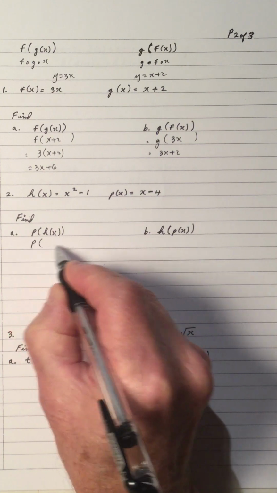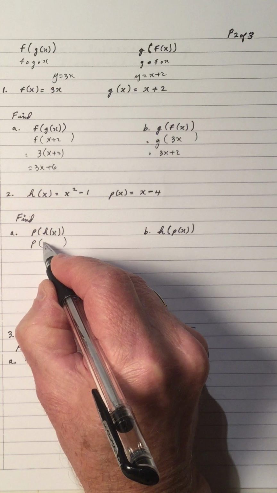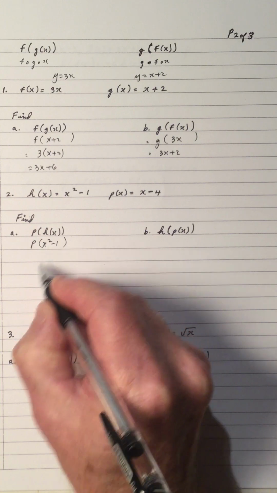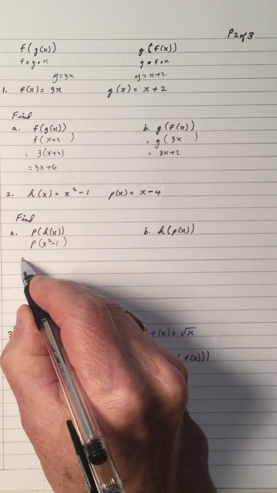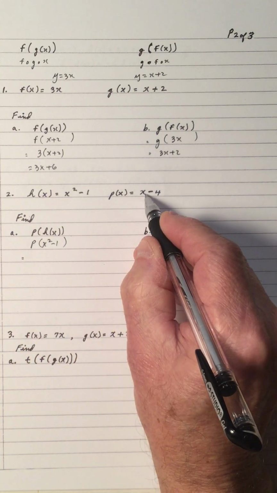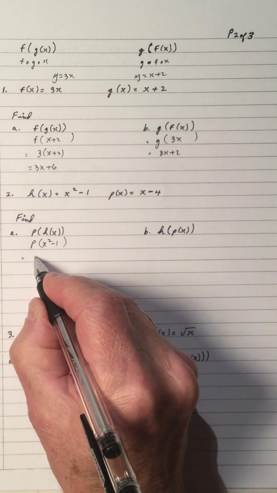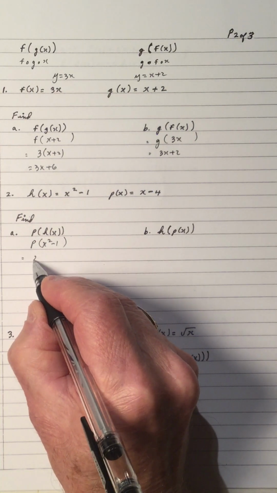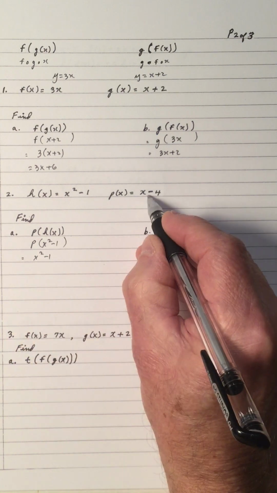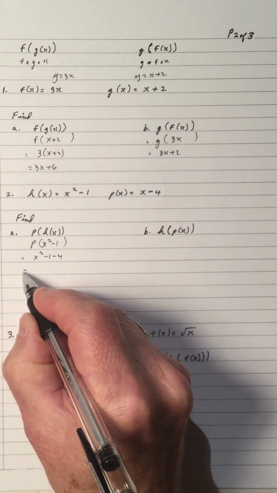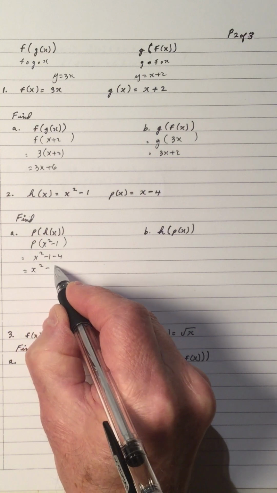So the h of x is x squared minus 1. That's easy. Now we're putting this in the place of x in the p of x. So this is x squared minus 1 minus 4. So this is x squared minus 5.